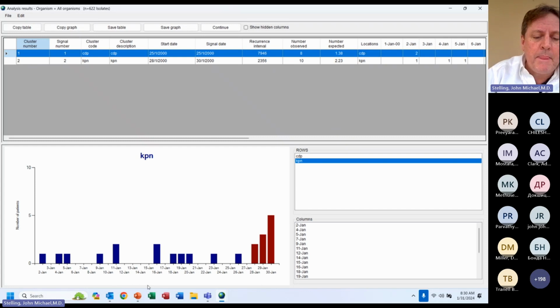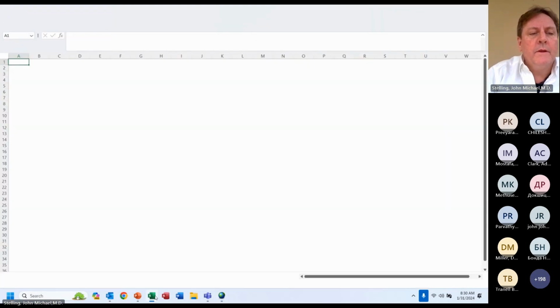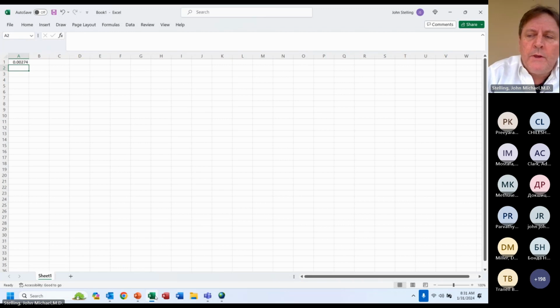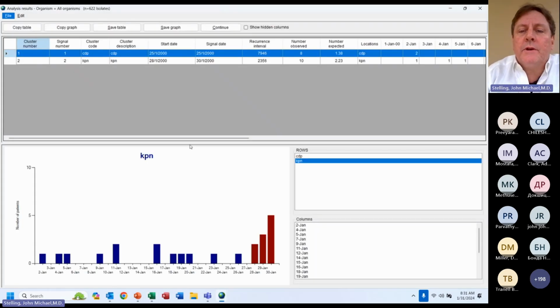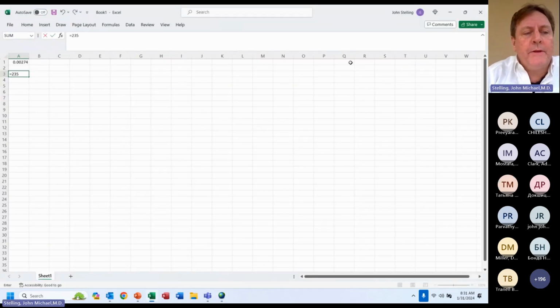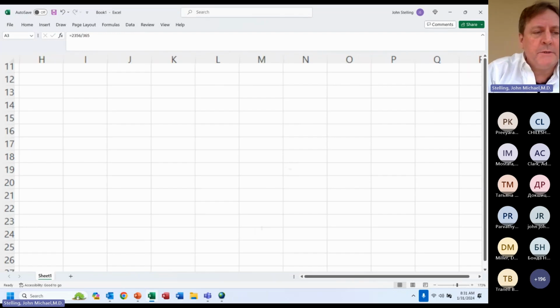So I'm going to go to Excel. I'm going to do 1 divided by 365. That is 0.00274. So if you have a p-value less than 0.00274, that is what we would consider to be a once-a-year event. So the smaller the p-value, the higher the recurrence interval. So let's see. Here you see the recurrence interval is 2356. 2356 divided by 365. Let me make these numbers bigger.